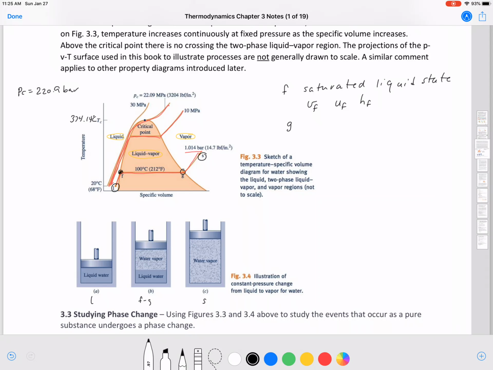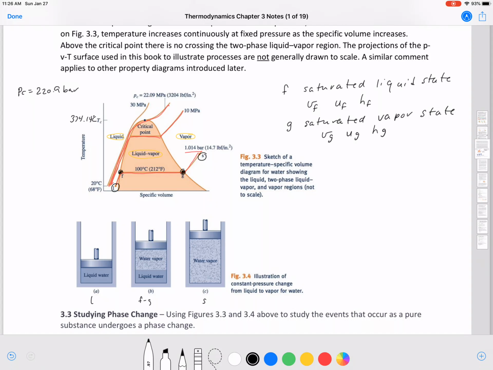G is the saturated vapor state. We use gas and vapor interchangeably, so the G is like gas. So VG, UG, and HG. And those are on the table, and so those would be at this point.